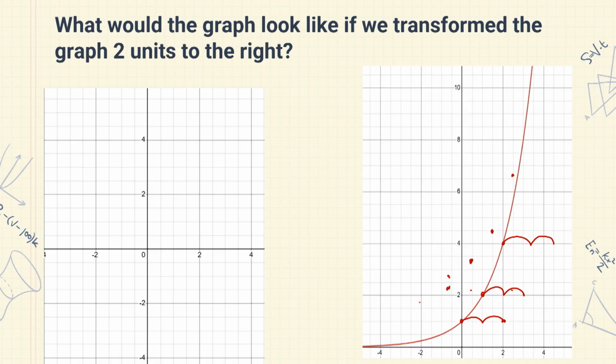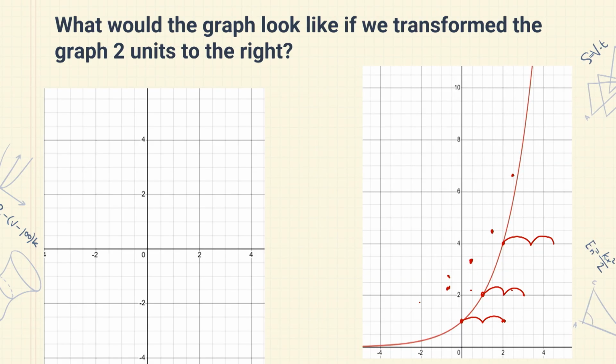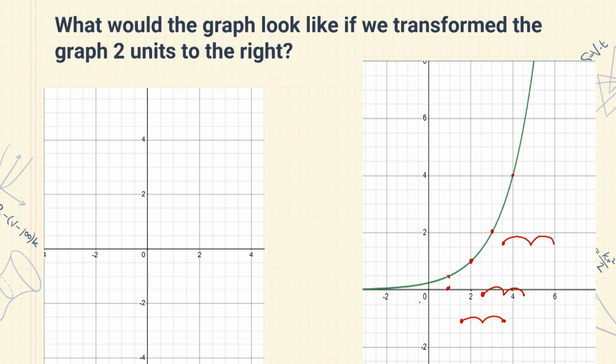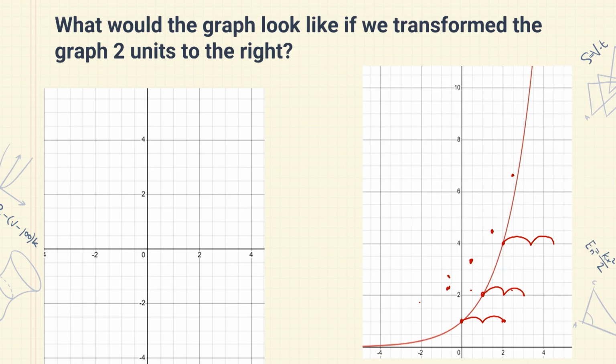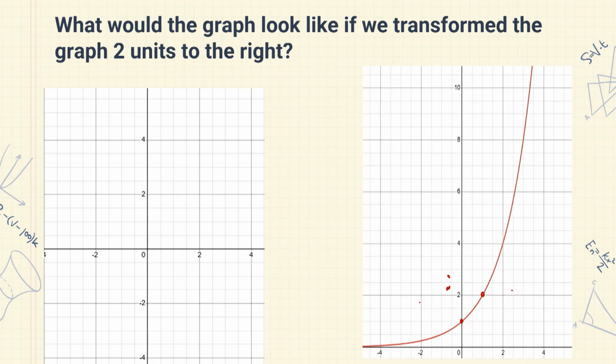So let's look. Here was the original, 0, 1. It's at 1, 1. Excuse me, it's at 2, 1. And then we had 1, 2. Now we have it at 3, 2. We had it at 2, 4. Now we have it at 4, 4. So it went 2 units to the right. I know that's kind of confusing, but what we're doing is we're just adding 2 to that x value. That's what that looks like.